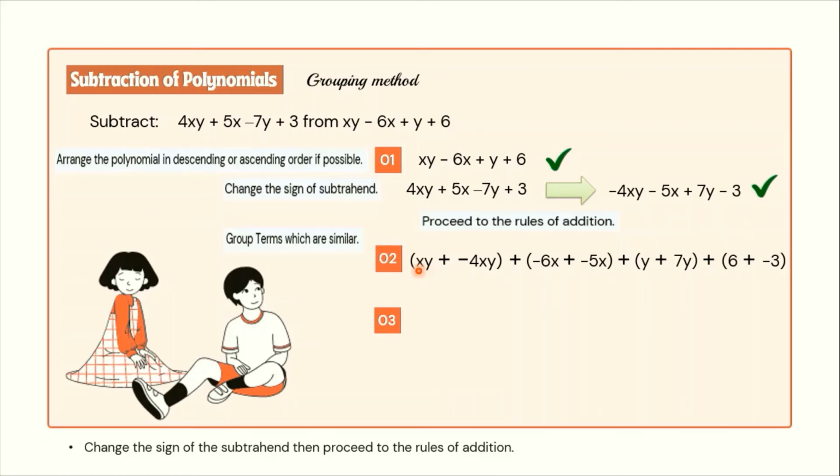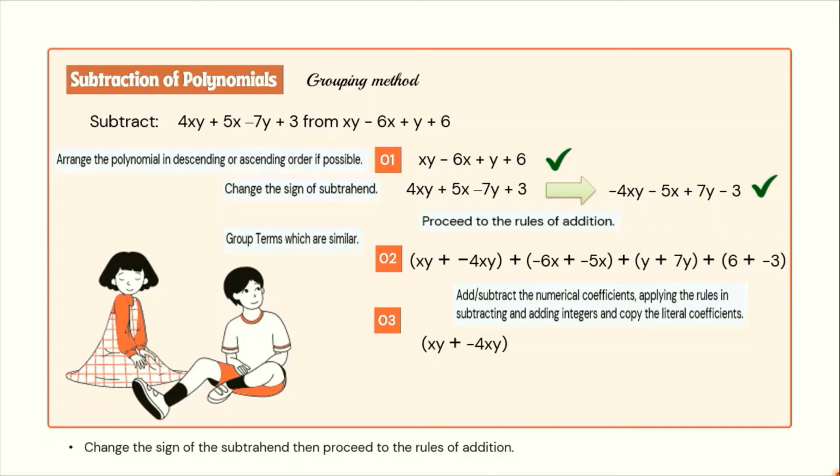So, itong xy ay kapareho ng negative 4xy. Ang ginamit natin yung bago nating subtrahend, yung change sign. And then, yung negative 6x, i-add natin kay negative 5x. Y, i-add natin kay positive 7y. And then, yung positive 6 ay i-add natin kay negative 3. Once we're done grouping similar terms, addition na yung ating process, add na tayo.